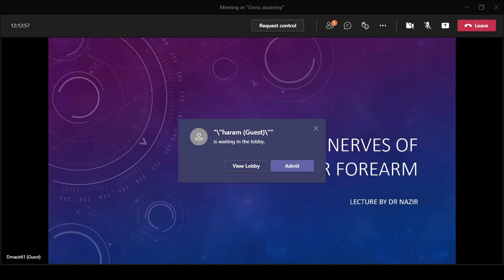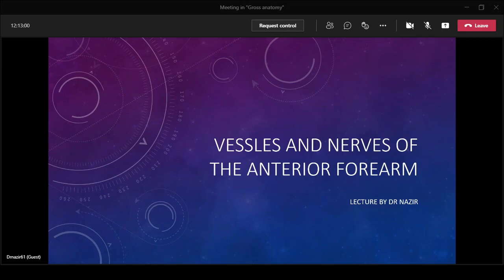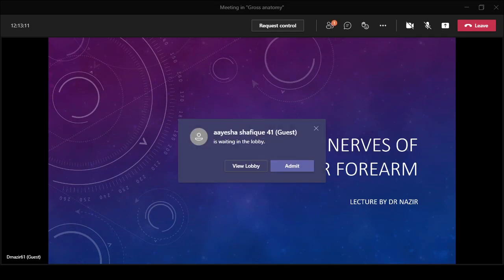We are going to cover the blood vessels and nerves of the anterior forearm. So children, as we are aware, there is the anterior antebrachial compartment and the posterior antebrachial compartment. Here at this time we are concerned with the anterior antebrachial compartment. It is composed of the structures which are present on the anterior aspect of the forearm.